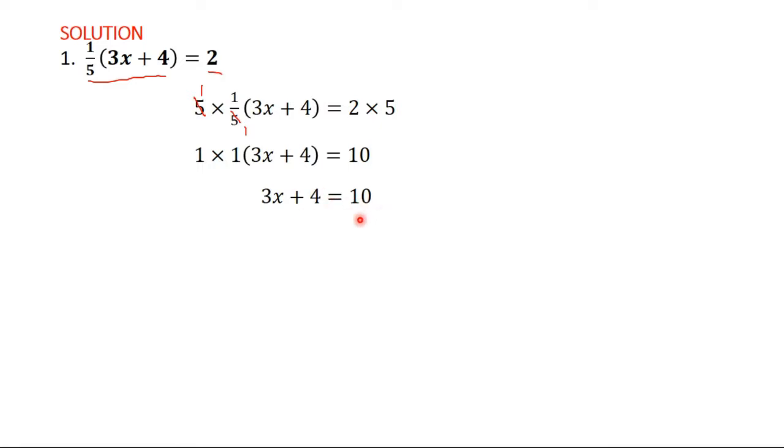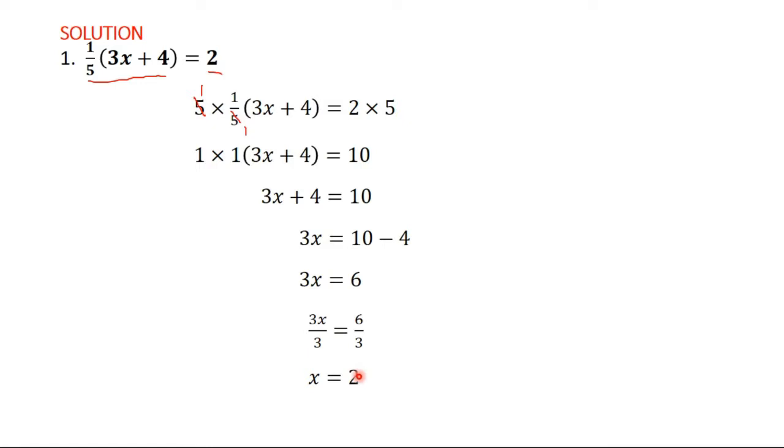From here, we can group like terms. We've done a lot of this. So we are going to have 3x is equal to 10 minus 4. Since 4 is positive here, when it crosses, it becomes negative. So 3x will give us 6. We divide both sides by 3, and x will give us 2.